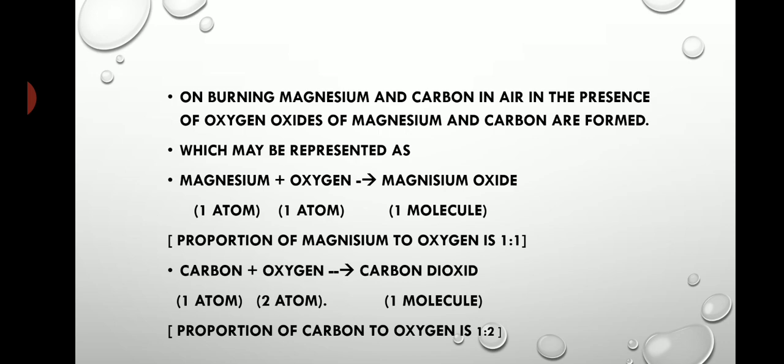So in these examples, firstly we can see when any element combines with oxygen, it forms an oxide, right? Like magnesium plus oxygen, magnesium oxide. Carbon plus oxygen gives carbon dioxide. Alright.